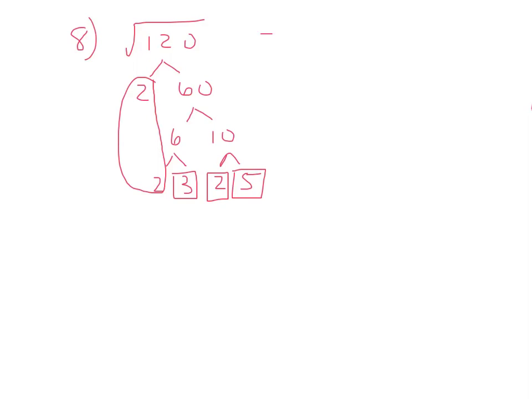Okay, so when that happens, still the same concept. Pair of 2's moves out, so 2 on the outside, and you're going to multiply all of those leftover numbers. So you're going to multiply the 3, the 2, and the 5 all together. Well, 3 times 2 is 6. 6 times 5 is 30. So I'm going to end up with 2 root 30.